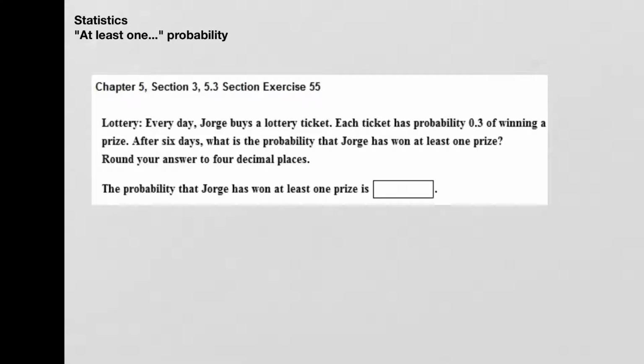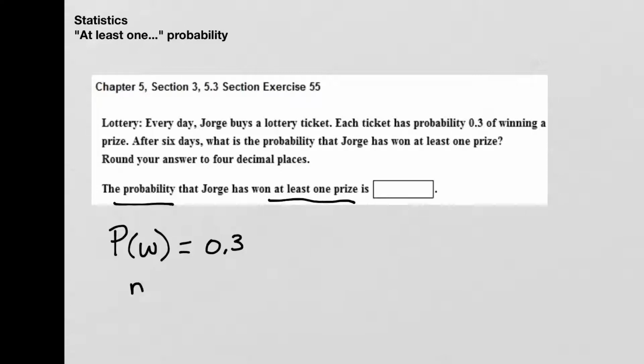In this question, you're asked to find the probability that Jorge has won at least one prize. And so we look to the rest of the problem for the information we need. It says that each ticket has a probability 0.3 of winning a prize. So the probability of winning is 0.3.